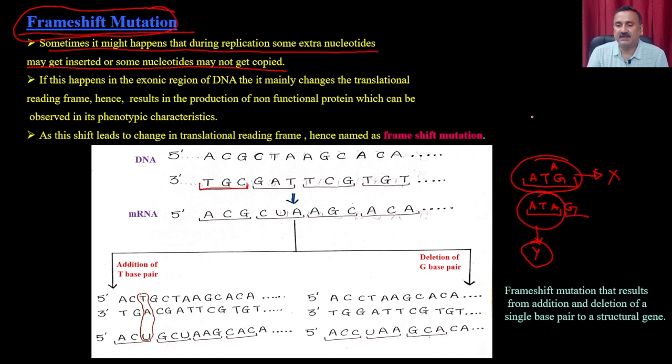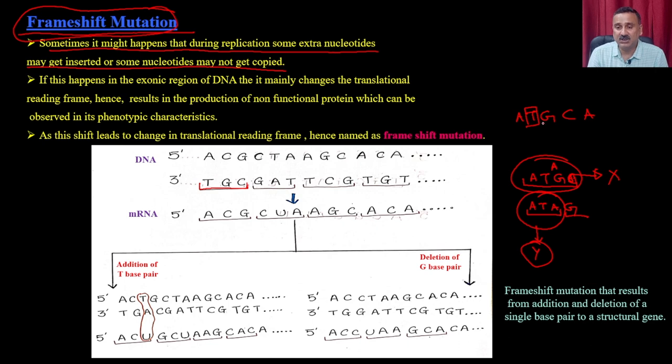Another example is, for example, if I have a sequence like A, T, G, C, A, right, and if I remove this, for example, right.